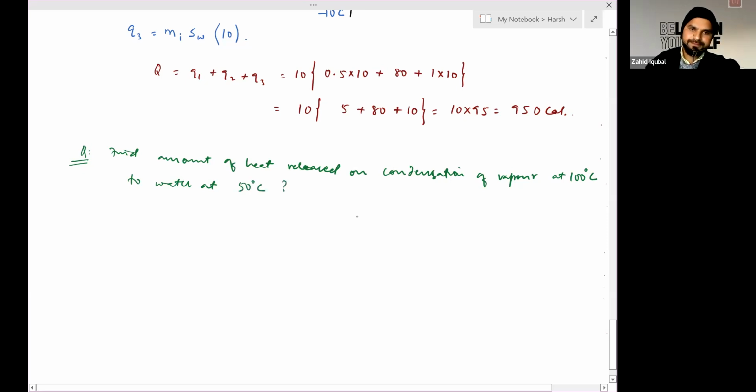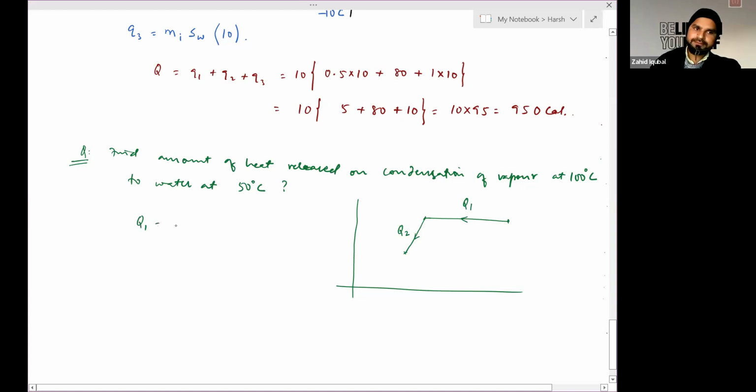In this part, vapor is at this point. So on cooling down, it will release an amount of heat equal to the latent heat of vaporization. And further, to decrease its temperature to 50 degrees Celsius, it will reach this point. So let's say this is Q1 and this is Q2.